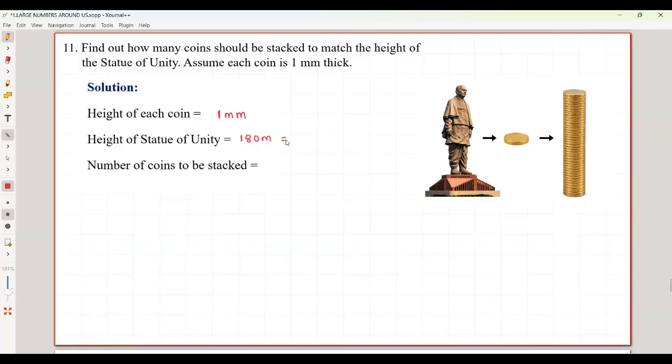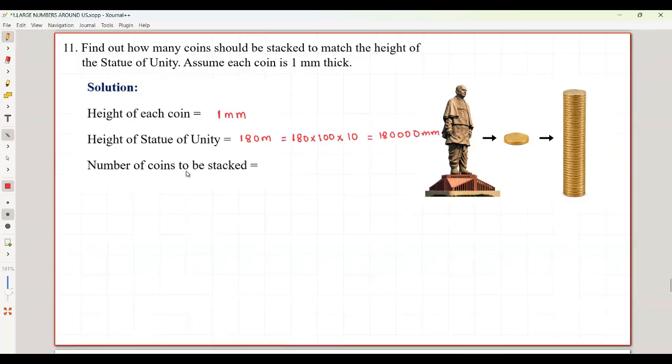So you have to just convert both into the same unit. I'm going to convert 180 meters into millimeters. We know that 1 meter is equal to 100 centimeters, and 1 centimeter is equal to 10 millimeters. First convert into centimeters, then centimeters to millimeters. That means we are getting 180 and 3 zeros I have to take. That is in millimeters. So both I have converted into the same unit, millimeter.